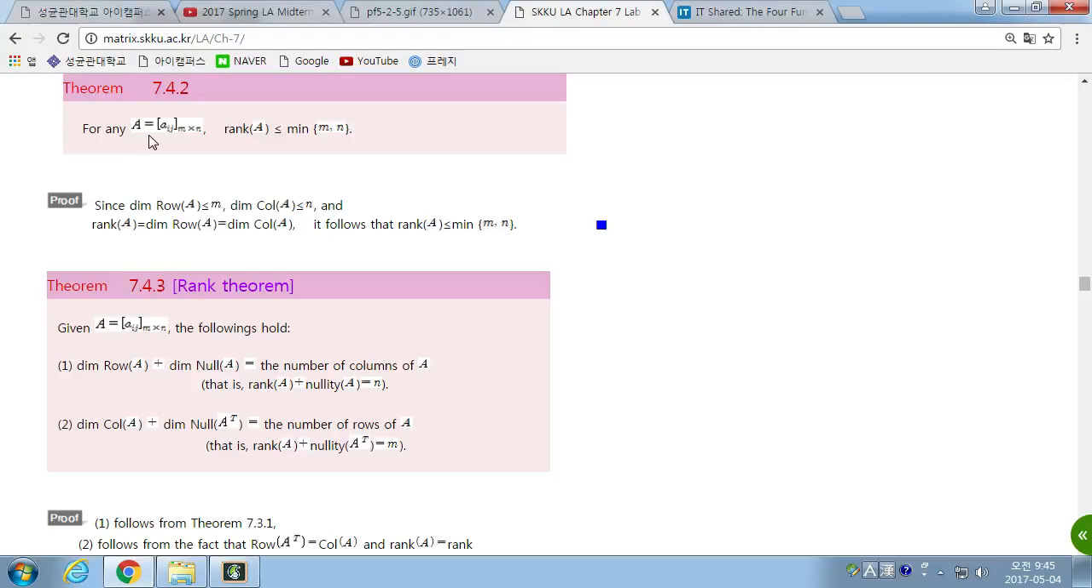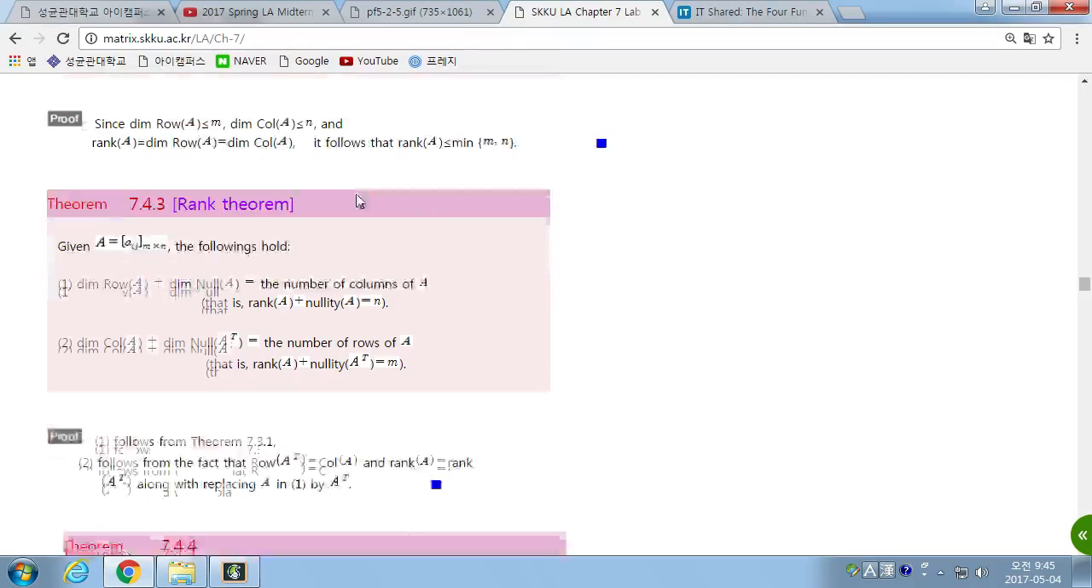From there, we can have the following theorem. If A is an M by N matrix, then rank of A is less than or equal to M and less than or equal to N. Because the rank of a matrix cannot exceed the column rank of A, okay? And the rank of A cannot exceed the row rank of A. So the rank of A cannot exceed the size of the matrix, either M or N.